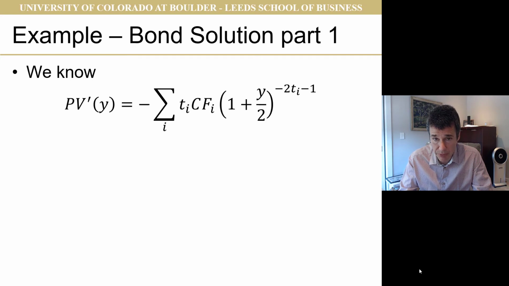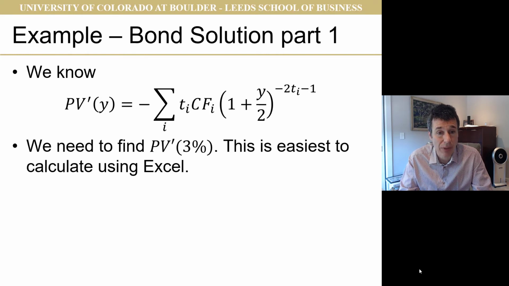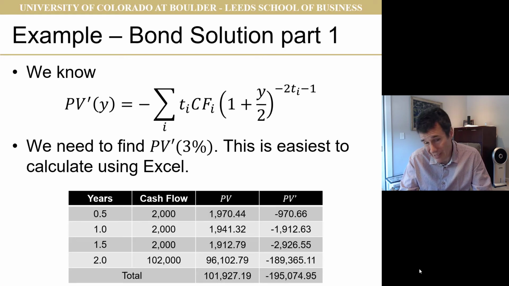So we know the derivative is the negative sum of t_i cash flow i times (1 plus y over 2) to the negative 2 t_i minus 1. And we need to find PV prime of 3%. So typically I'm going to set this up in Excel. I lay out my years, I lay out my cash flows. $100,000 principal, 4% bond, 100,000 times 0.04 divided by 2. Those are my coupons, $2,000 every 6 months. At maturity, the 100,000 plus a coupon, $102,000.